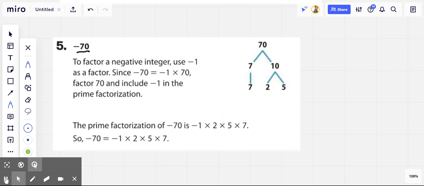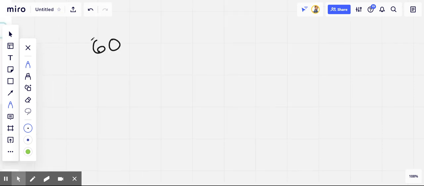Now let's practice on our own real quick. We're going to do the prime factorization of 60. First I have to think of the factors of 60. So we have 1 times 60, 6 times 10, 2 times 30, and we could probably go on. But let's go ahead and split out this 60. We could do 2 and 30, or 6 and 10. I'm going to do 6 and 10 here. Both of these are still composite numbers, so we have to break them out until we get to prime numbers.